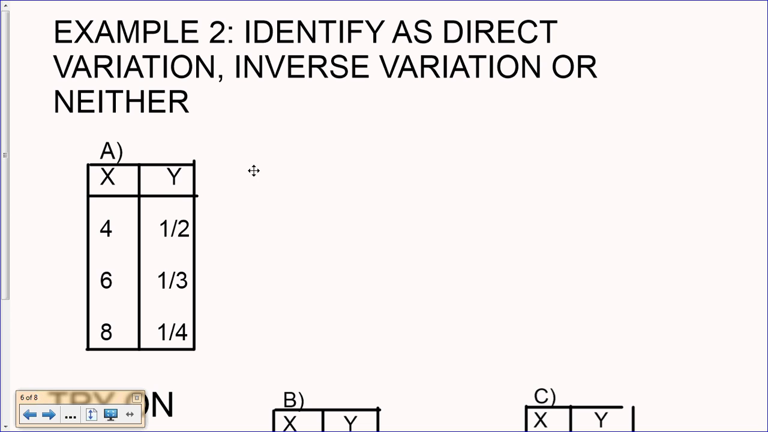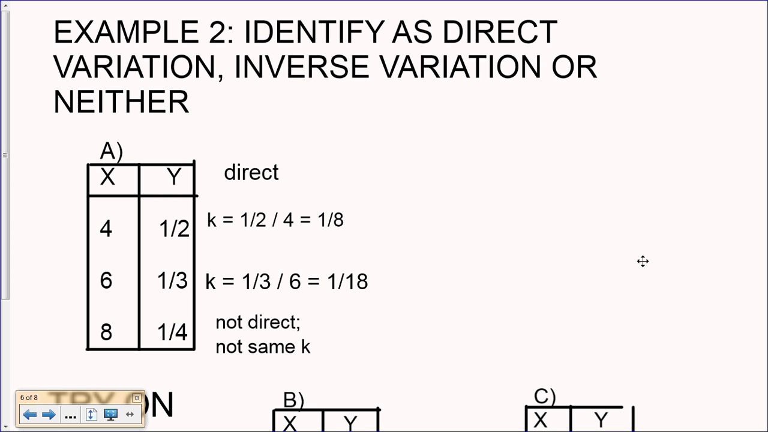Okay, so first we're going to go ahead and try direct. And remember, to find k, we have to do y divided by x. Okay, so k equals 1/2 divided by 4, which gives me 1/8. The next one, I do k equals 1/3 divided by 6, and that gives me 1/18. So because these k's are not the same, I know it's definitely not direct.